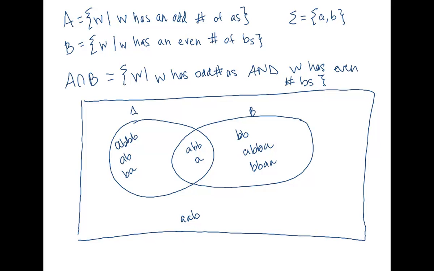Okay, so if we look at the diagram that we drew for union, we notice that things in the intersection have these properties. They have an odd number of A's and an even number of B's. So for example, we had the string ABB, we had the string A, we could have BB, AAA, that would be in the intersection. So anything that's here is going to be in the intersection.